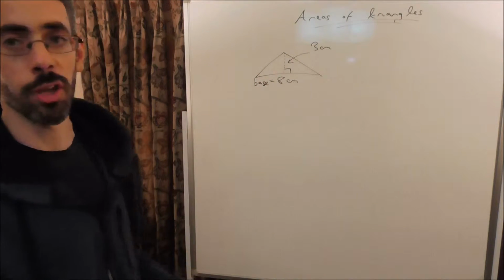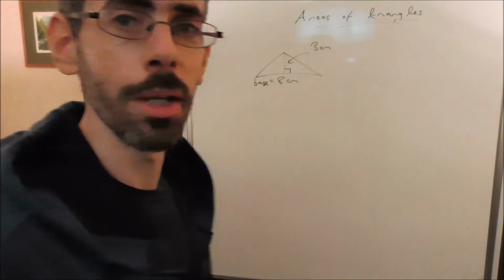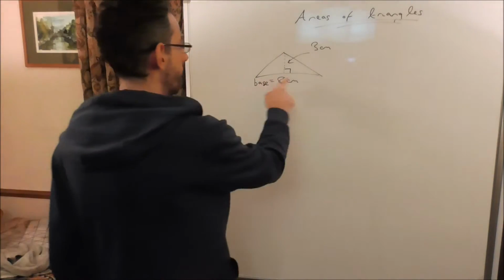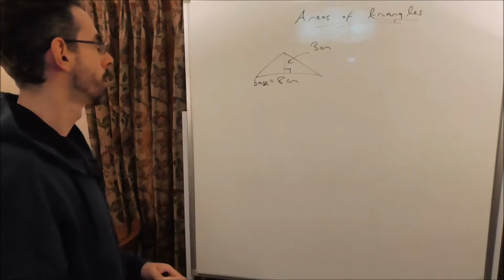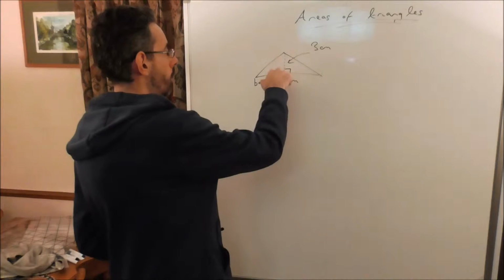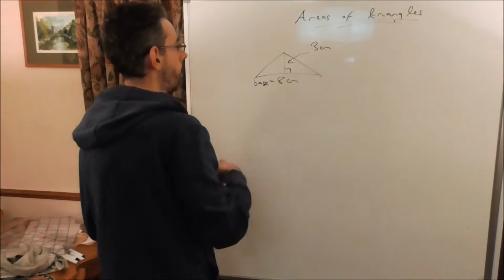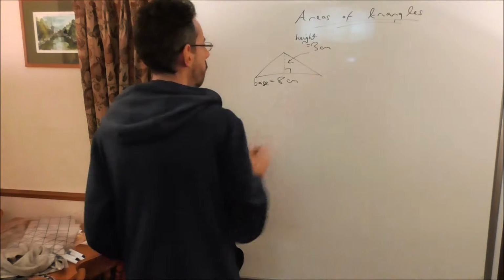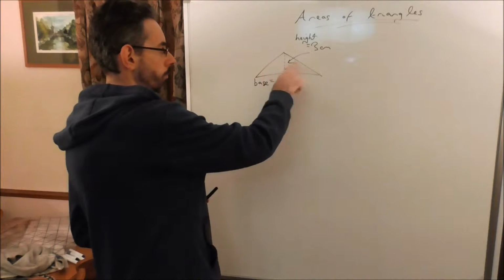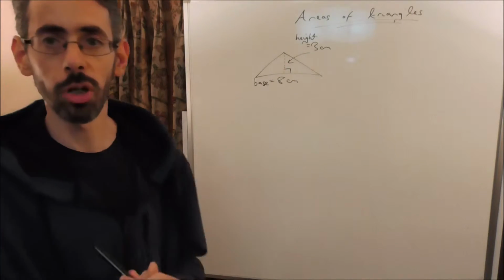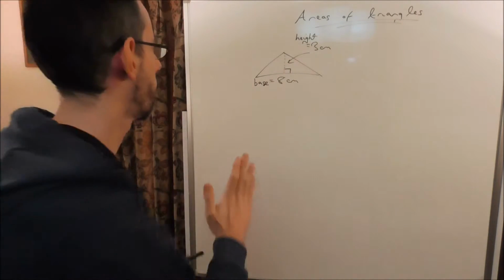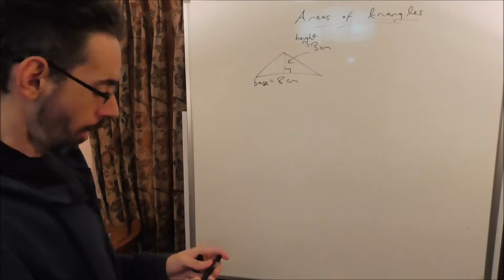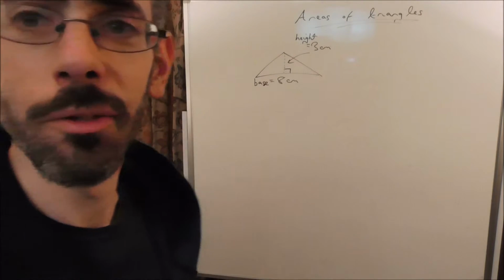And confusingly, the base doesn't have to be the bottom side of the triangle. It is here, and it often is, but it doesn't have to be. That's the base. And then the distance measured from the base to the other corner is called the height. It's got to form a right angle with the base though. So the height and the base are always at right angles to each other. The height is straight up from the base. So with those 2 measurements we can find the area of the triangle.